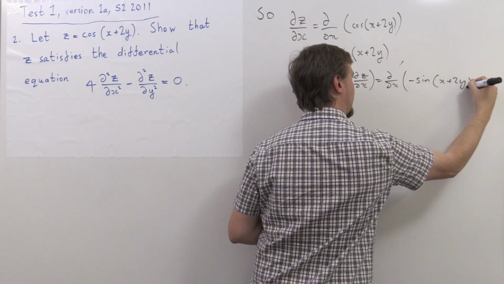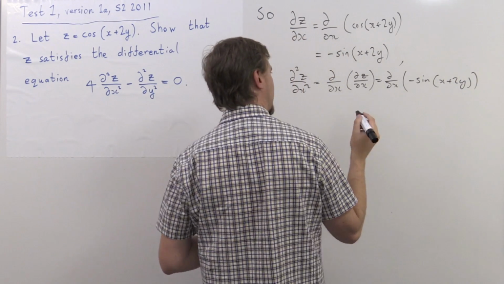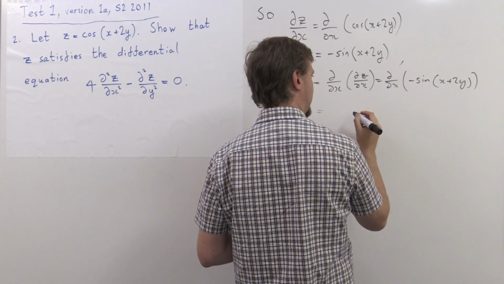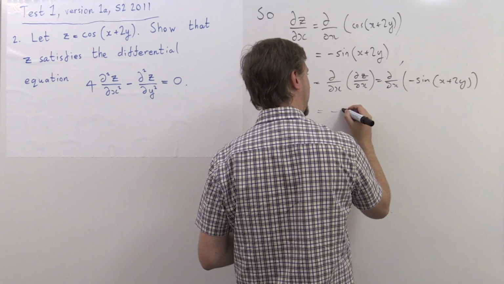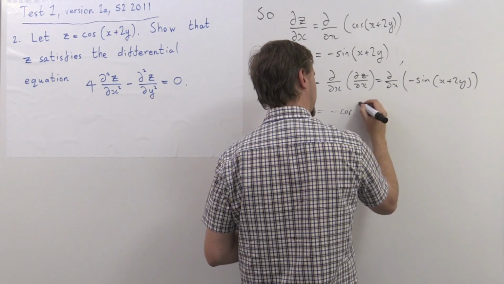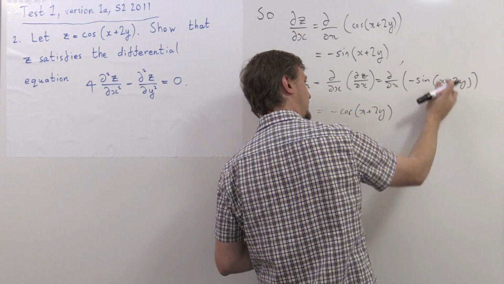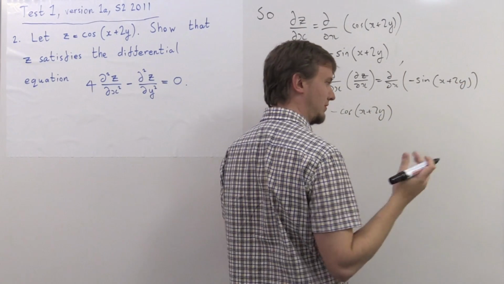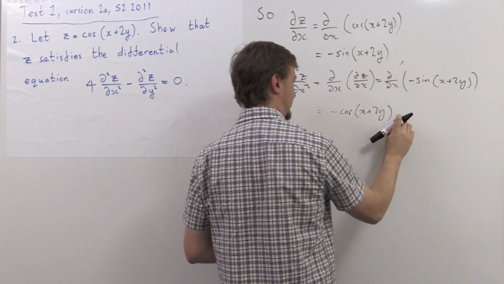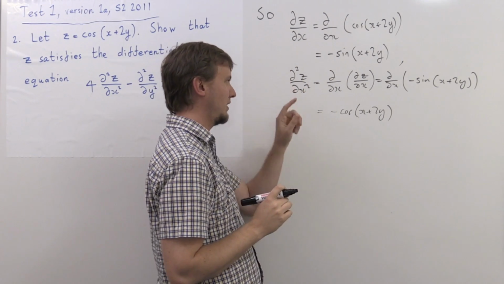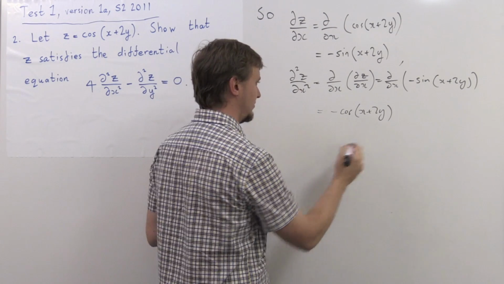plus 2y). And if you calculate that, the derivative of minus sine, well, sine goes to cos, so it's minus cos(x plus 2y), again times the derivative of the inside with respect to x, which is 1. So that is the second partial derivative with respect to x.